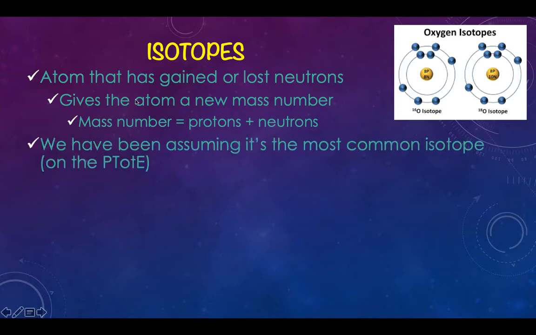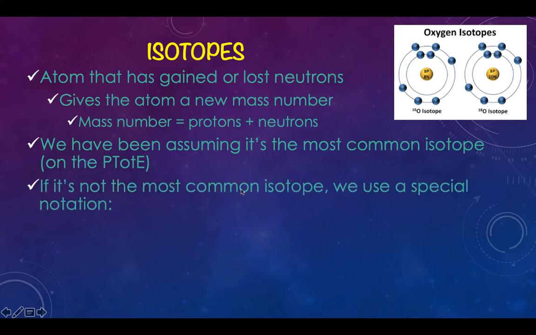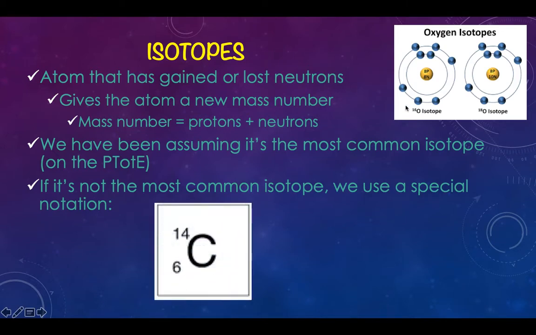When we did the particle drawings, we were assuming that we had the most common isotope, and that's the one on the periodic table. So we can round the atomic mass to find the mass number. That's how we find the mass number normally. But if it's not the most common isotope, we need to show a special notation. That's what this is showing. The number on the top is the mass number, and the number on the bottom is the atomic number. So that number won't change if we have different isotopes, but the mass number will change.